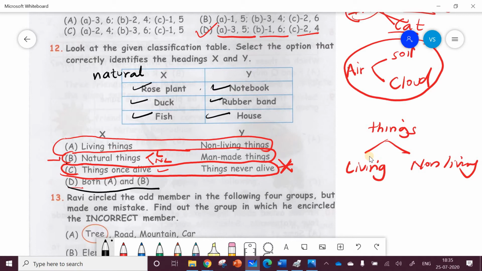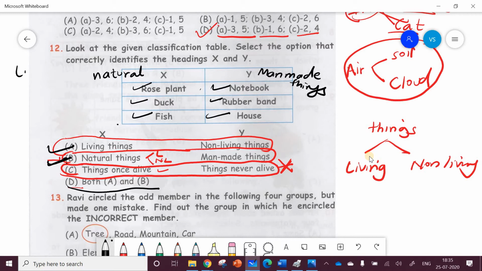Are you sure? Let's think again. These are all natural things and these are all man-made things. Am I right or wrong? First you tell me. Correct. Because all natural things are living things. So obviously I am fitting in the B category also. My answer fits in the B category also. Yes. Let's see the A category.